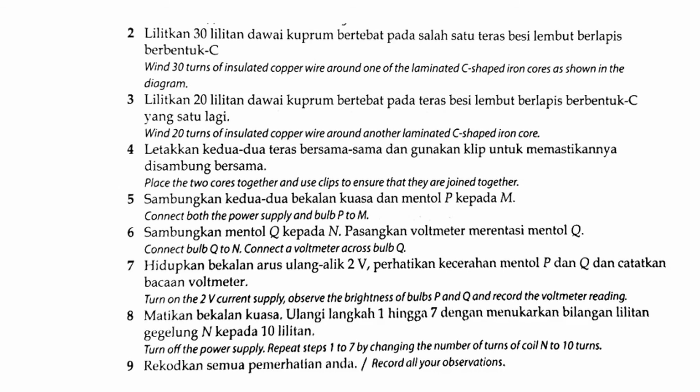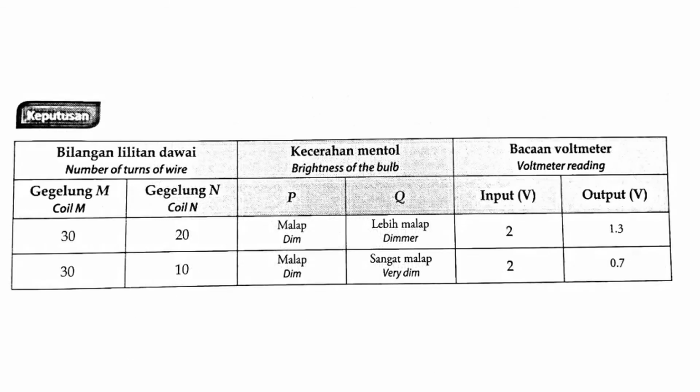Record all your observations. The number of turns of wire for coil M in the beginning is 30 and in the end of experiment is 20. We can see the brightness of the bulb P is dim and bulb Q is dimmer. The voltmeter reading for input is 2 and output is 1.3. The number of turns of wire for coil M in the beginning is 30 and in the end of experiment is 10. We can see the brightness of the bulb P is dim and bulb Q is very dim. The voltmeter reading for input is 2 and output is 0.7.